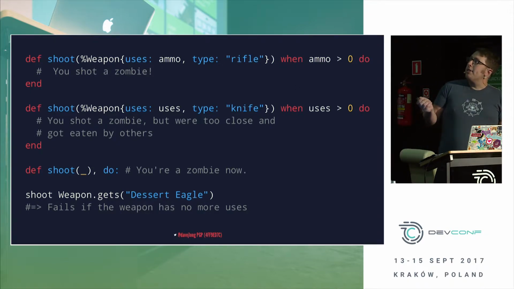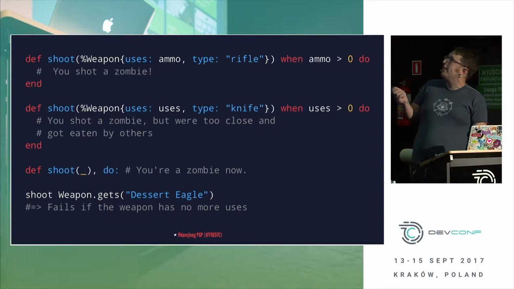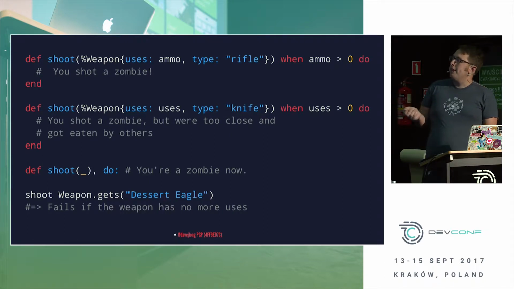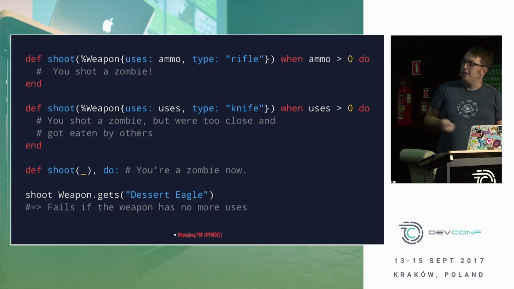So the first one, it's going to look and it's going to check for this weapon struct. Same thing with the second one. It's going to grab the uses out into a variable, and then it's going to check for the type. So it's either a rifle or a knife. And then this final function is just a kind of catch-all. So this underscore is accept anything that hasn't been matched so far.